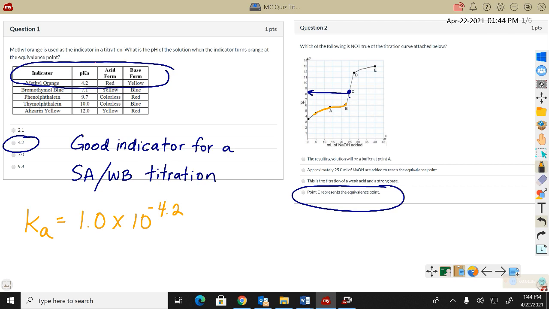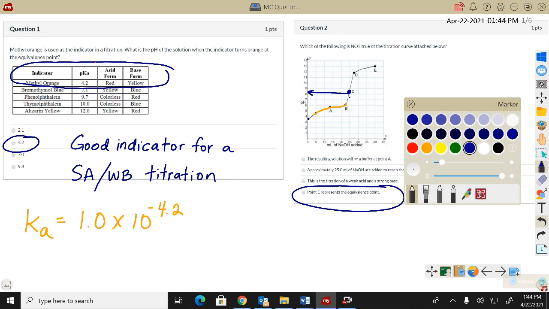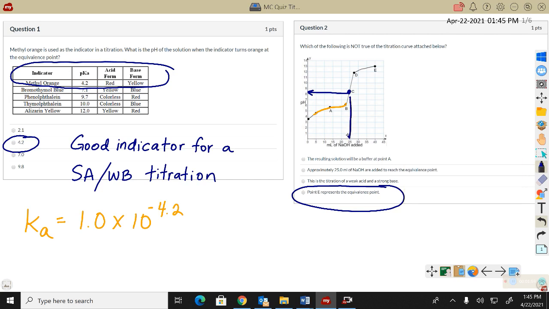On the second statement, approximately 25 milliliters of sodium hydroxide are added to reach the equivalence point. Yes. So the equivalence point is halfway in the middle of that big jump in pH. If you follow that equivalence point down, it'll tell you the volume needed to reach the equivalence point. And so, yeah, it's right at 25 milliliters. Now, A then is supposed to represent the halfway point, halfway to the equivalence point. So, yeah, around 12 and a half milliliters.